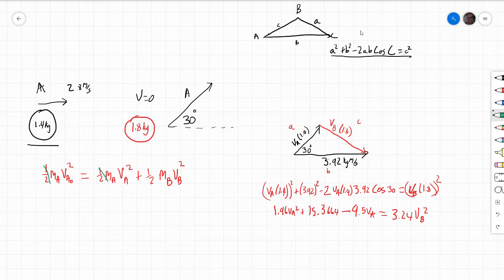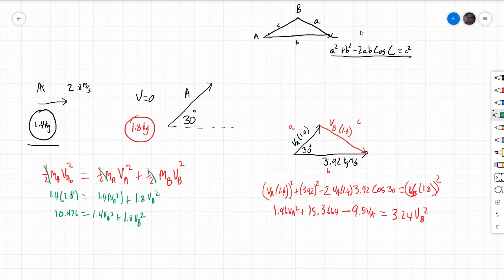There's a half in every term, so we'll divide it out. We actually know MA, right? So this is 1.4, and we know VA naught times 2.8 squared. So 2.8 squared equals MA 1.4 times VA squared plus MB, which is 1.8 times VB squared. Now, 2.8 squared times 1.4 is 10.976. 10.976 equals 1.4 VA squared plus 1.8 VB squared.